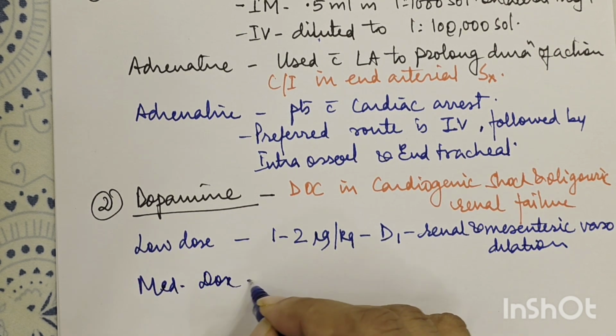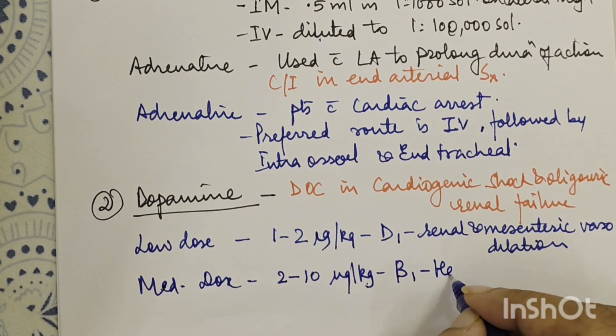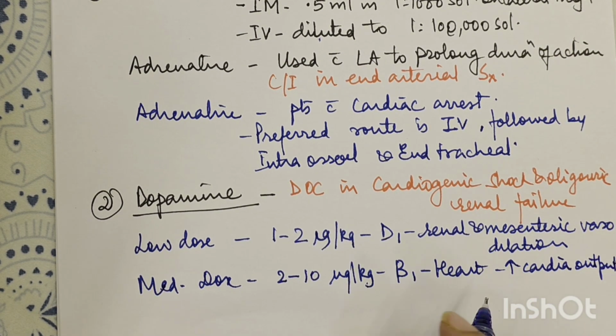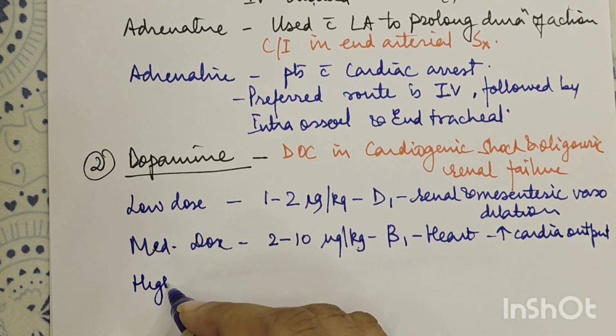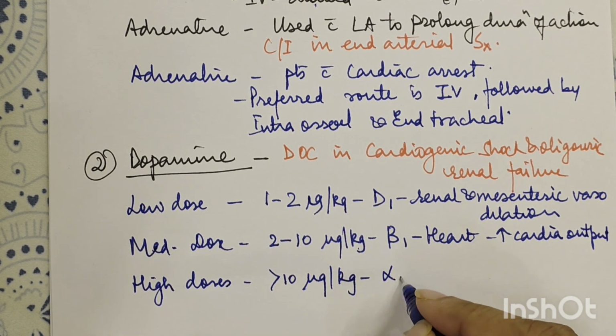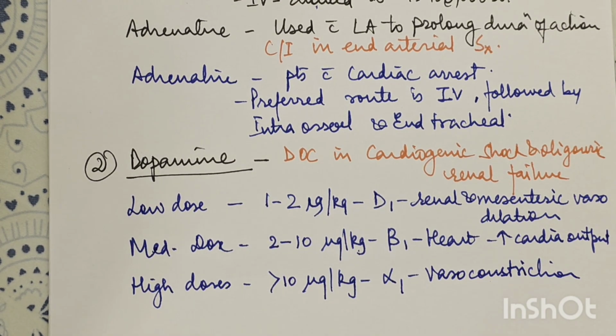Then at medium dose, which is 2 to 10 microgram per kg, it acts on beta 1 receptor, which is on the heart, so it increases the cardiac output. Okay, so it will strengthen the heart. And at high doses, that is more than 10 microgram per kg, it acts on alpha 1 and causes vasoconstriction. Right, so these are the three actions of dopamine.